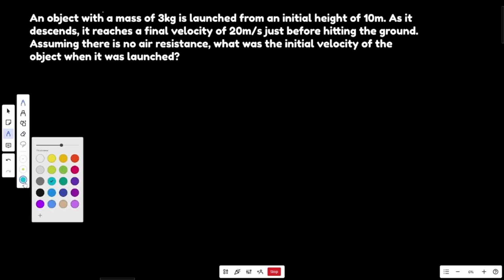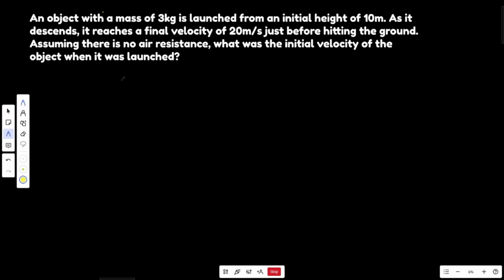So how do we express this in equation form? Let's go back to our original conservation of energy formula. So we know that KEI plus PEI should be equal to KEF plus PEF.